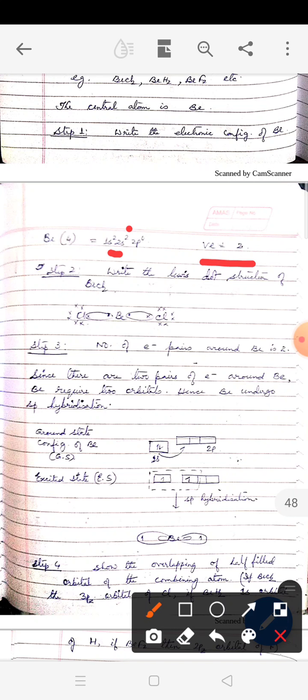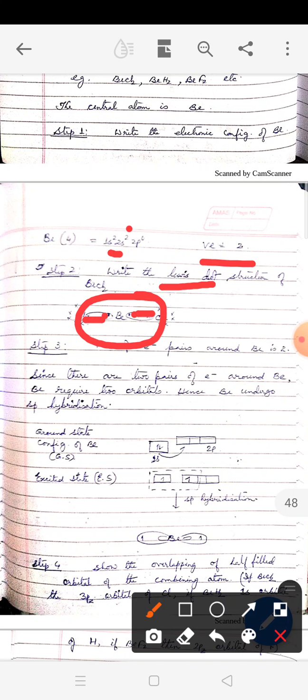Now when we draw the Lewis dot structure, very important. When you draw the Lewis dot structure, you can see these are the electrons of beryllium and these are the electrons of chlorine. Now how many electrons are required by chlorine? Since chlorine is having 7 valence electrons, it requires only 1 to share. So beryllium shares 1 electron with chlorine, and therefore we have 2 electron pairs around beryllium. How 2 electron pairs? One pair is here, another pair is here.